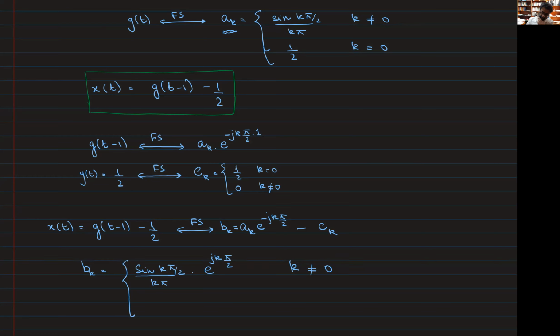What would this value be for k equals 0? For k equals 0, this is a naught times e raised to power j times 0 times pi by 2, which is just 1. So this is a naught minus c naught, right? And a naught is half and c naught is half as well, and therefore this must be 0. So you're just subtracting this value from this value here.